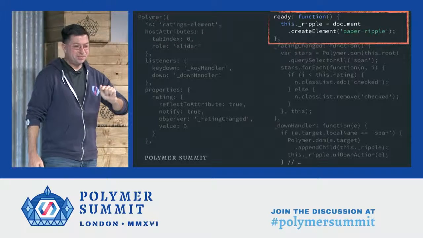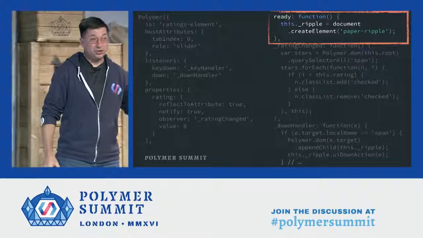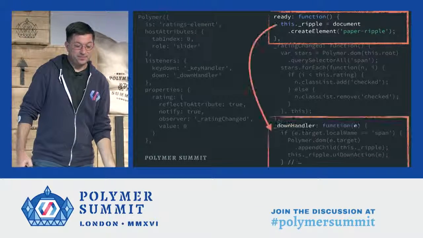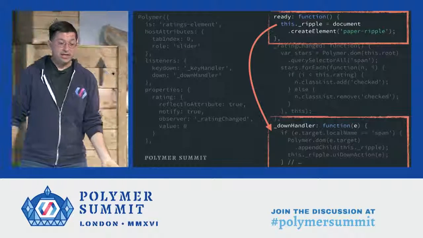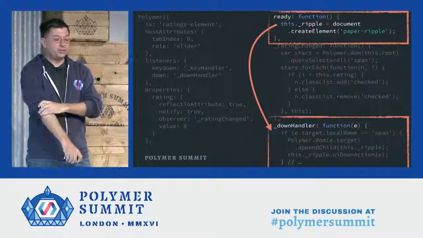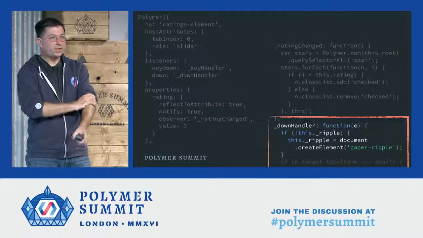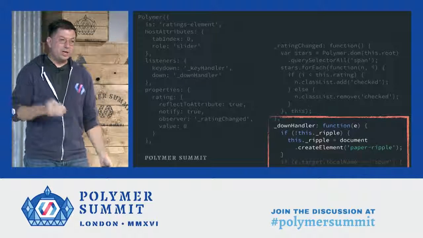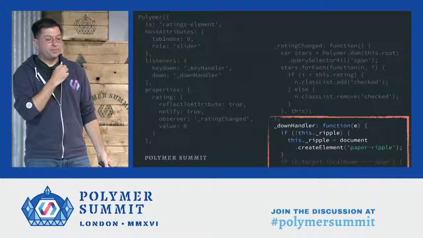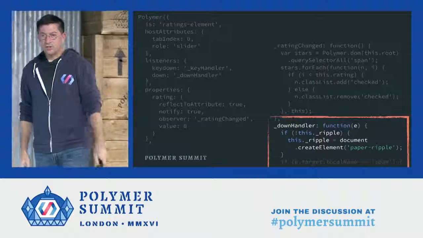We made it in ready, but you remember that I said it's actually only used in the down handler. So it kind of makes sense for us to do this work lazily and move the creation of the ripple element to the down handler like this. The first time that the user presses down on the rating star, we'll make the ripple element and then use it. And therefore, we're doing the work lazily. So let's look at what impact that has.